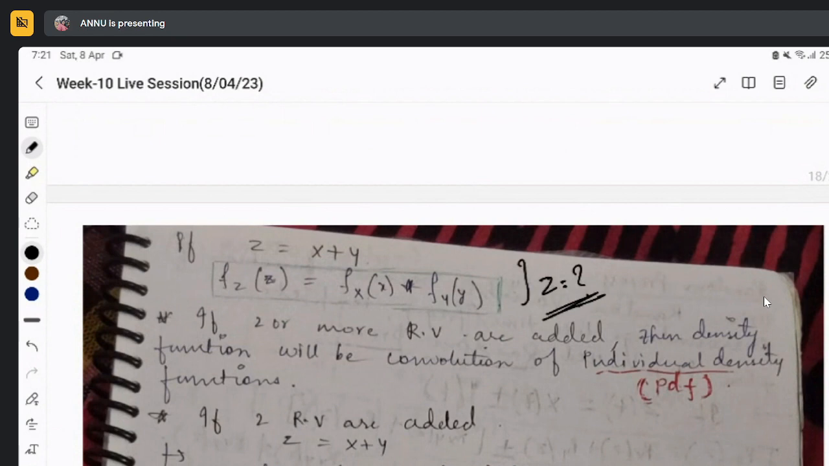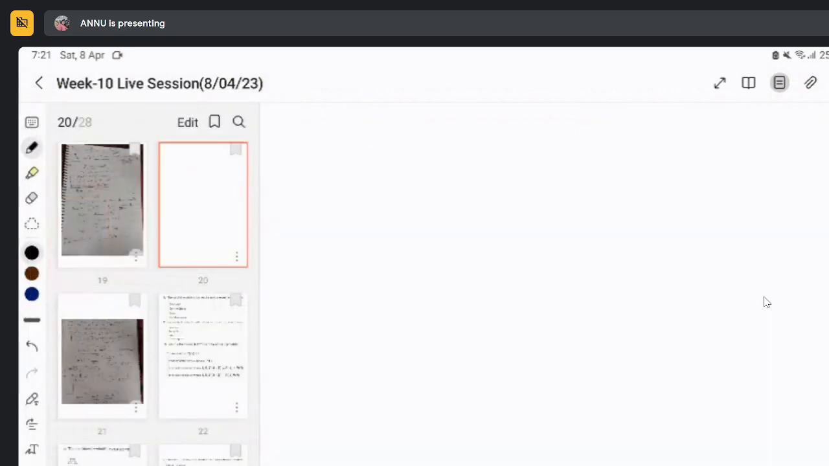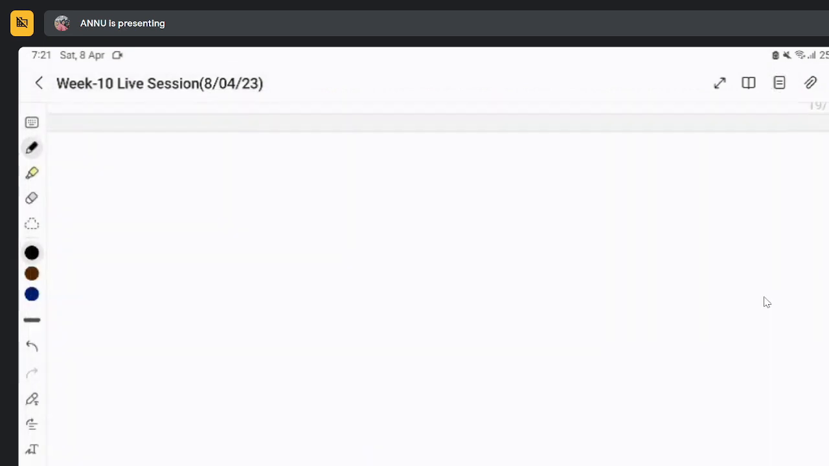Ma'am, what are we doing here, multiplying them or adding them? Here we are adding the random variables. Yeah, this is your question. Okay, ma'am. So when you are adding two Gaussian random variables, the output variable is also Gaussian, na? How? I don't know. I'm guessing.